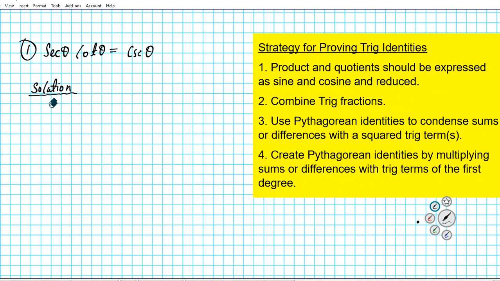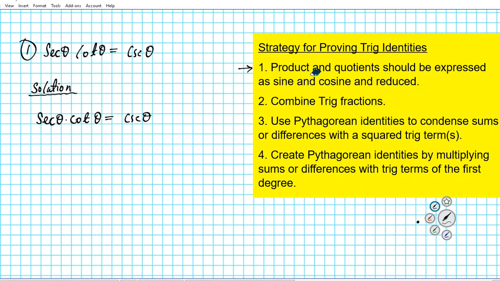If you take a look at what we have on the left side, we have a product of two trig functions, secant theta, cotangent theta, and on the right side we just have cosecant theta. Now whenever you have just a product of two trig functions like this, it's beneficial to make use of strategy number 1. Products and quotients should be expressed as sine and cosine and reduced.